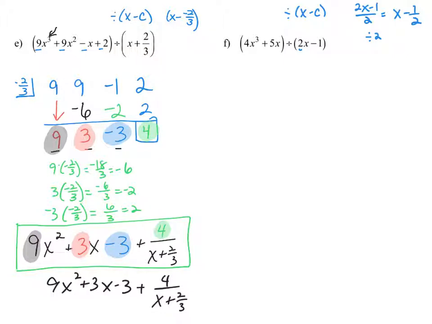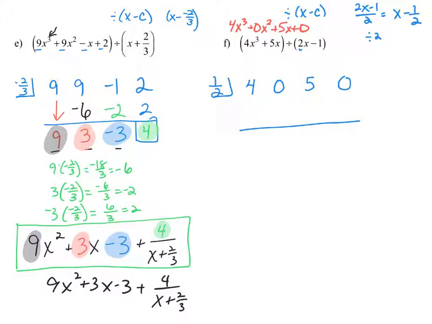So we can set this up with synthetic division with a 1/2 in the box, and then the coefficients of the x cubed term, 4. It's missing an x squared term, so I need to include a 0, and then the x term has a coefficient of 5, and the constant, you don't see it, but our constant is 0. So 4x cubed plus 5x is missing an x squared term, so we consider that as 0x squared plus 5x plus 0. We want to make sure we use all those coefficients.